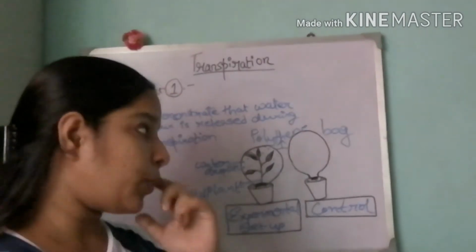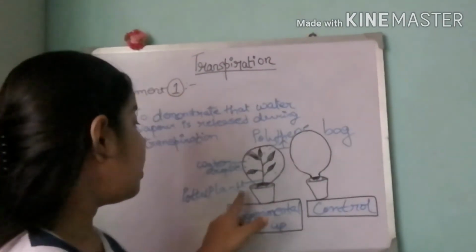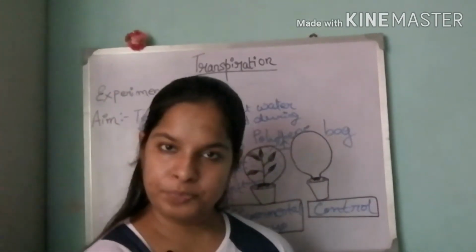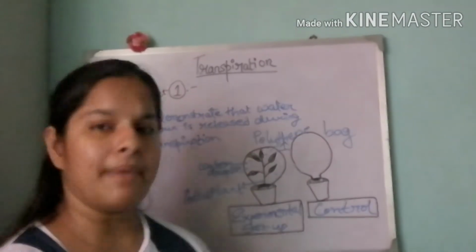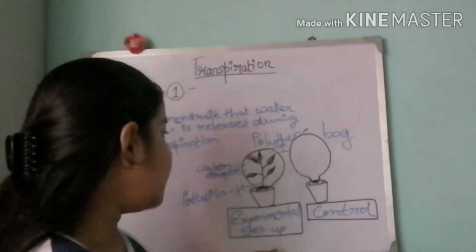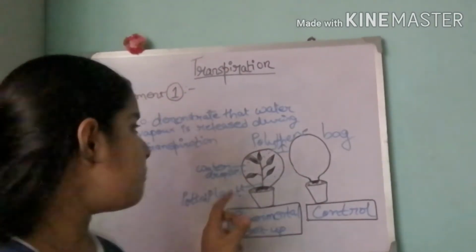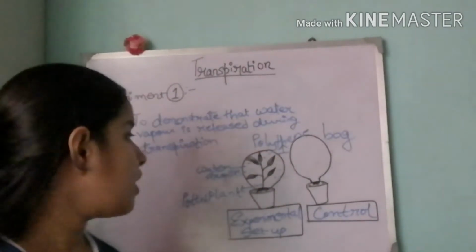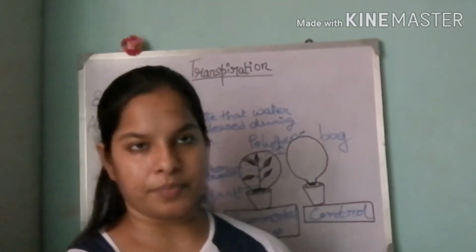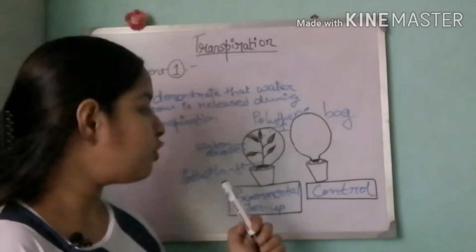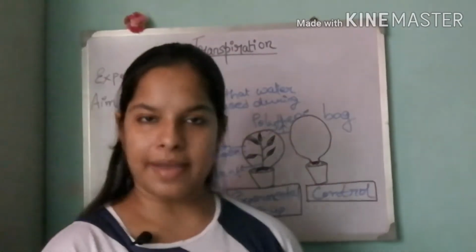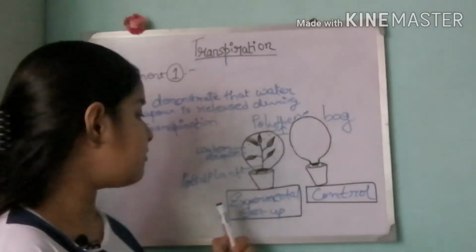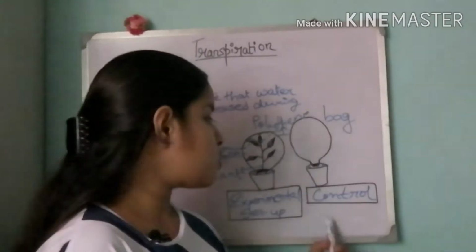What is the material required for this experiment? We require a well potted plant, a polythene bag, and some cobalt chloride paper. Okay, so now we begin with the setup. As you can see, I have done two setups in my experiment. Setup one is the experimental setup and number two is the control.